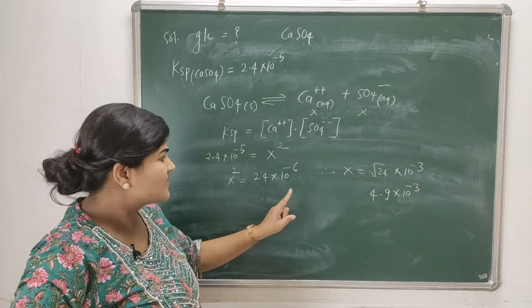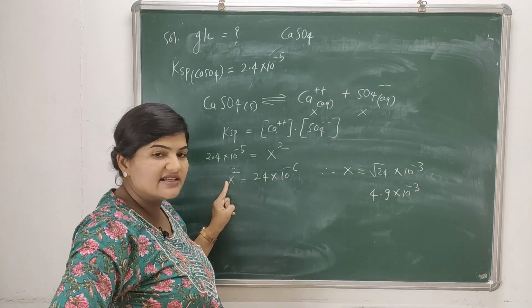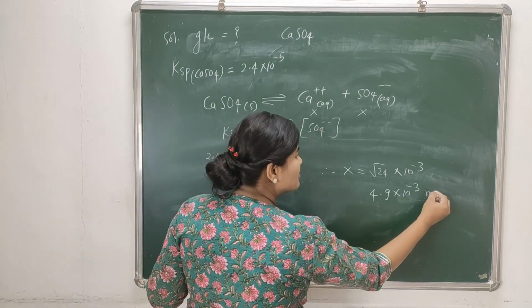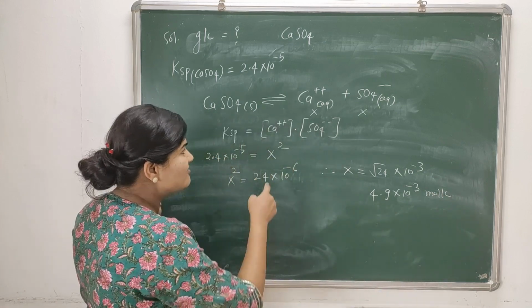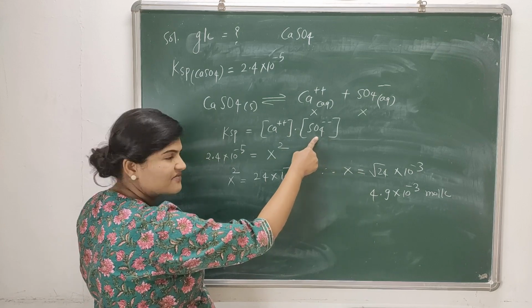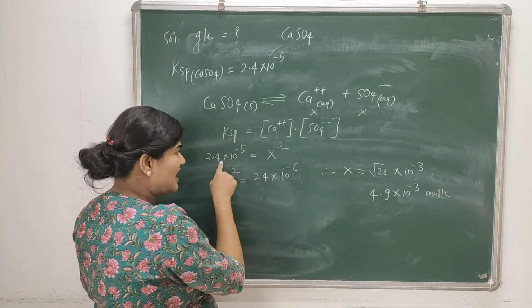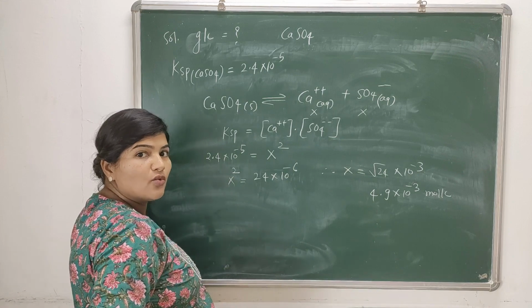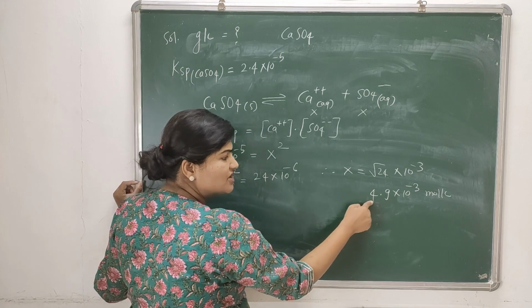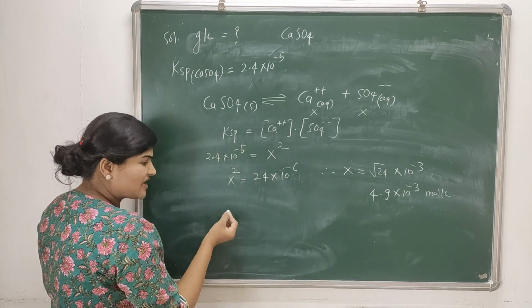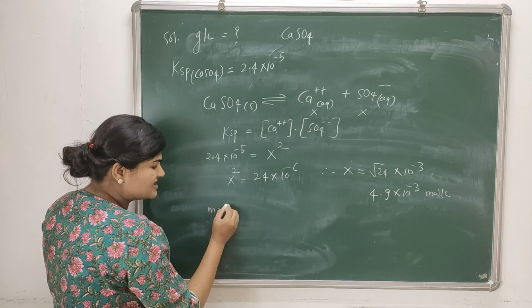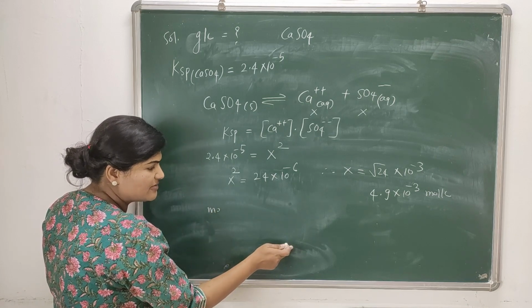Now what is this? This is my molar solubility. X is nothing but my molar solubility, right? So this is the molar solubility in mole per liter. It means I have this much concentration of calcium ions, this much concentration of sulfate ions, and so I have the Ksp value of this. Now what do we have to figure out? Gram per liter solubility. Now I have molar solubility. So how will I do it? I have the formula that molar solubility is gram per liter solubility divided by molar mass.